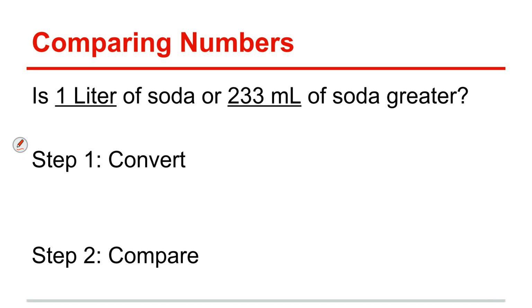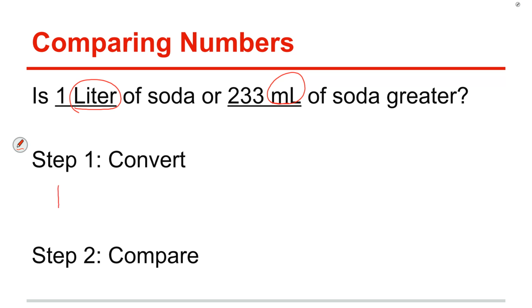So you're going to see the word problem. Is 1 liter of soda or 233 milliliters of soda greater? Now I'm given 1 in liters and 1 in milliliters. You can't compare something that isn't in the same unit. So when we have a comparison problem like this, we need to first convert 1 so that they're both in the same units. I always like to convert the first one, it's easy to remember.